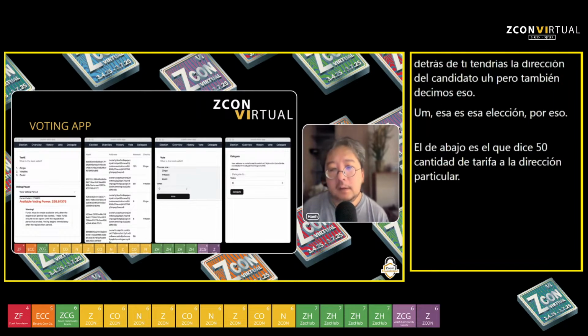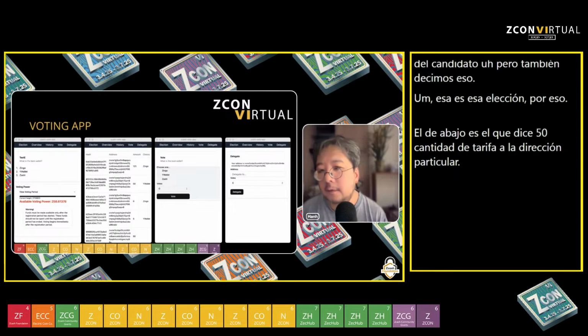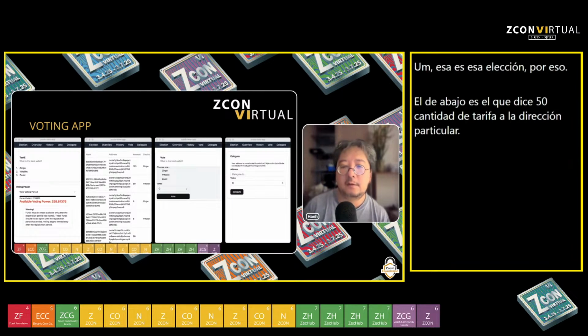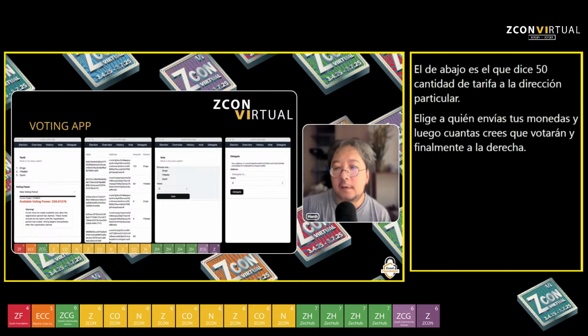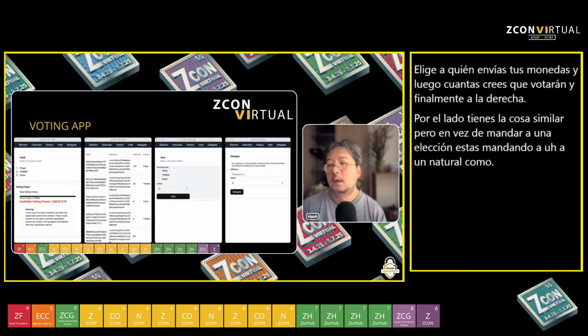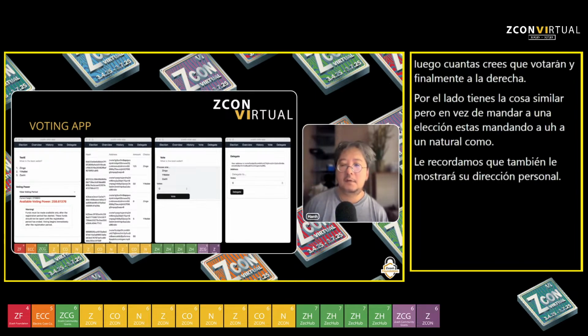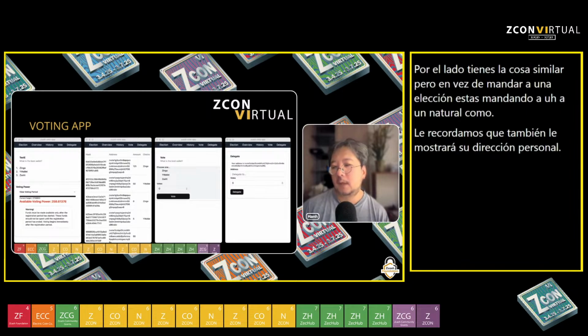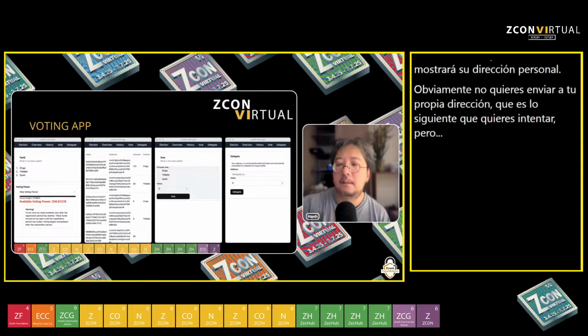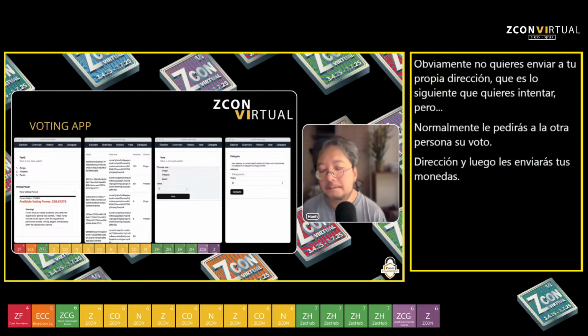Then you have a tab for voting. Right? The tab for voting, I don't think it can be simpler than that. You just choose who you send your coins to and how many, and you click vote. And finally, on the right side, you have the similar thing, but instead of sending to a choice, you are sending to an address. So as a reminder, it will also show you your personal address. Obviously, you don't want to send to your own address, unless you want to try. But normally, you will ask the other person for their vote address, and then you will send your coins to them. Well, not your coins, but your votes to them.